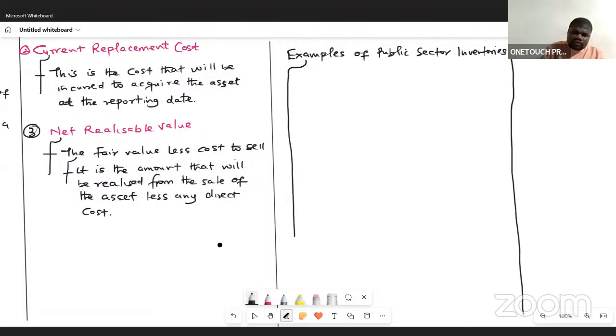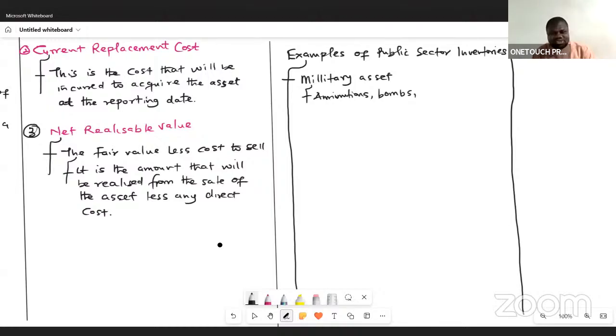So we can talk of the following as key examples. We can talk of military assets, like ammunitions, bombs, weapon systems, weapons of mass destruction, all those military assets, they are all part of inventory. Then we have maintenance.